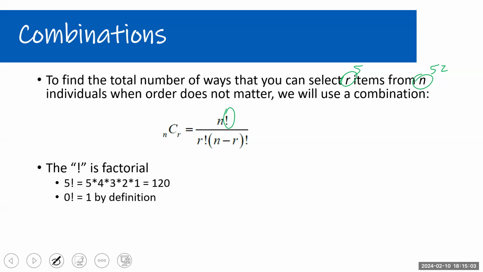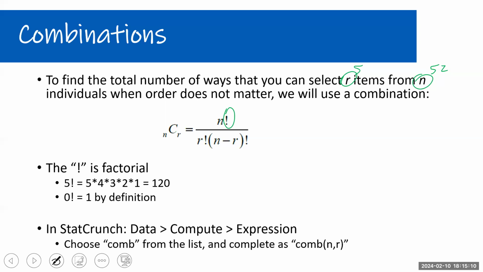But also we can do all of this straight away with no mathematical formulas in StatCrunch. In StatCrunch, you're going to go to Data, go to Compute, and compute an expression. You can choose a column from the list or you can type it. And I'm going to show you that here in a second.